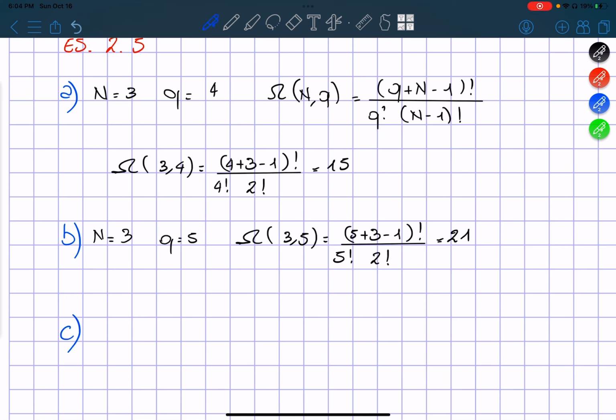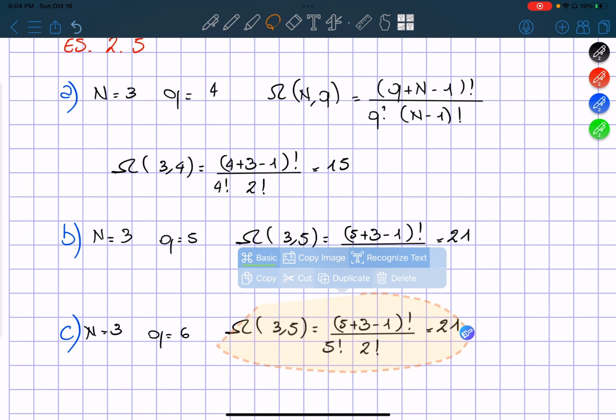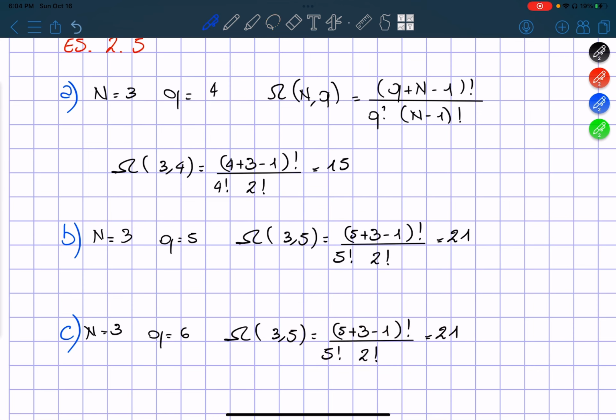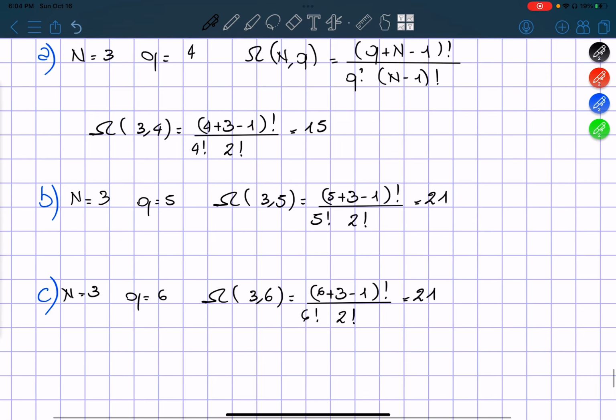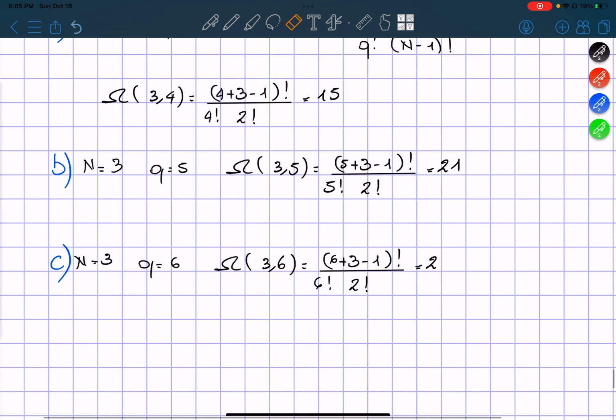For C, again, we're going to have n equals 3, q equals 6. Same thing again, let's change our 5, which now became 6. So we're going to have at the top 8 factorial divided by 6 factorial times 2, which is equal to 28.